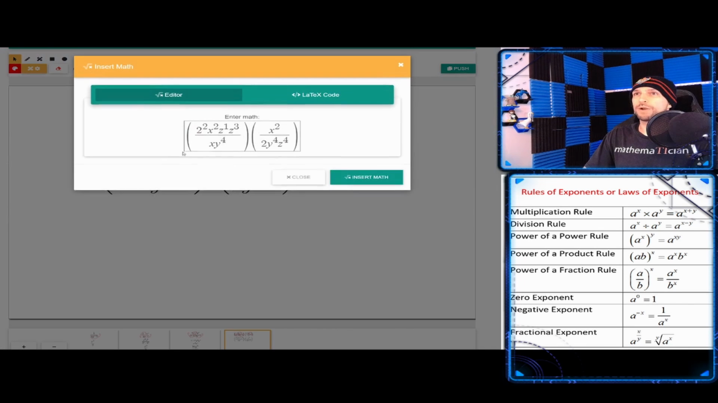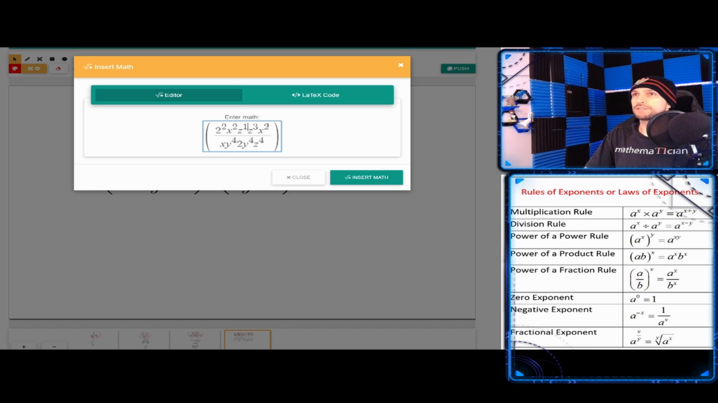Alright, let's use the product property and just combine things that we can. So these fractions are multiplying. When we multiply fractions, we just multiply across their numerators. So this numerator will get multiplied by this numerator. This denominator will get multiplied by this denominator. Let's see what we can combine.